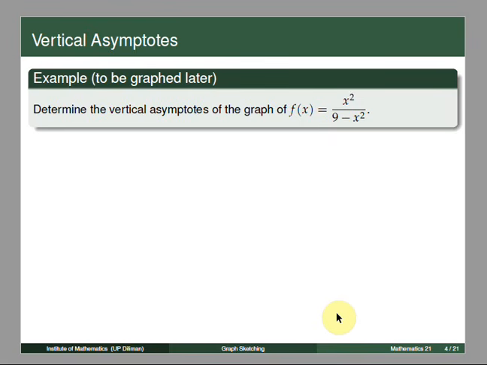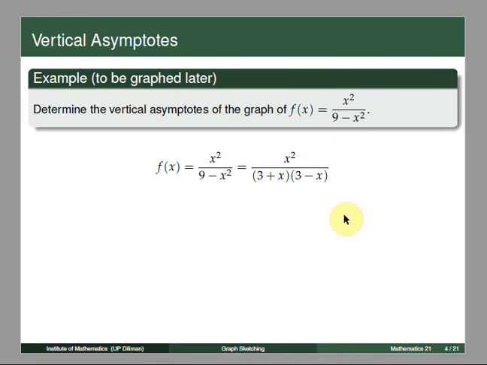Consider the rational function f of x equals x squared all over 9 minus x squared. Let's first factor the denominator of this function. 9 minus x squared can be factored as 3 plus x times 3 minus x. Now, because of that, our candidate vertical asymptotes are x equals negative 3 and x equals 3. Why? This is because they are the values that make the denominator 0, as we know that infinite limits usually happen when the denominator approaches 0.